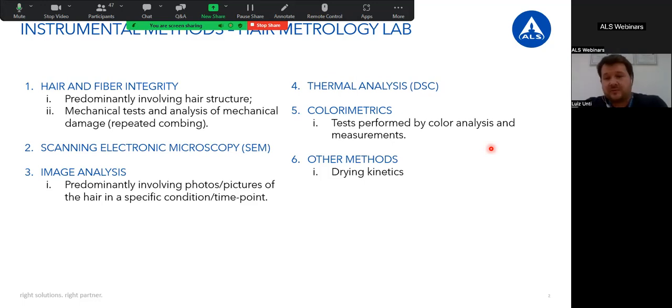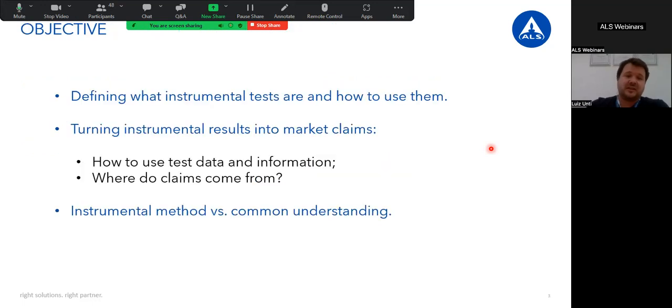But instead of deep diving into all of the methods that we have, today I have a different approach. The idea today is to have a broader perspective on what those instrumental testing are, what we use them for, and how we can differentiate instrumental testing from clinical testing and consumer perception.